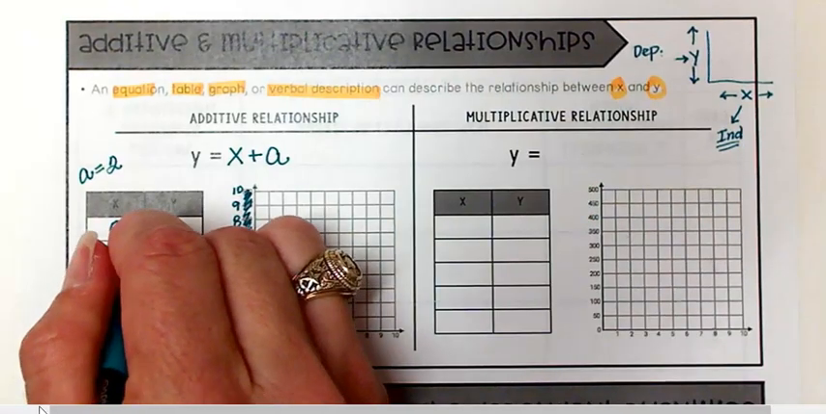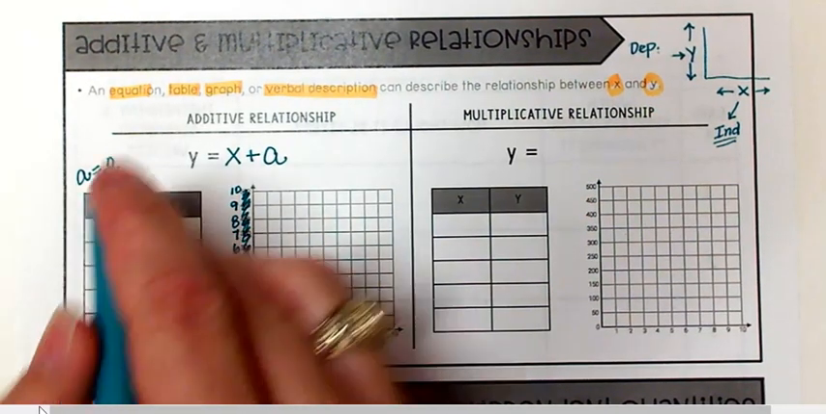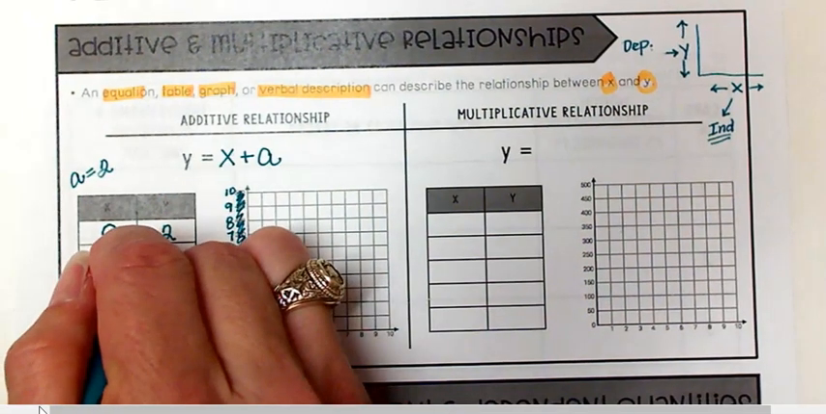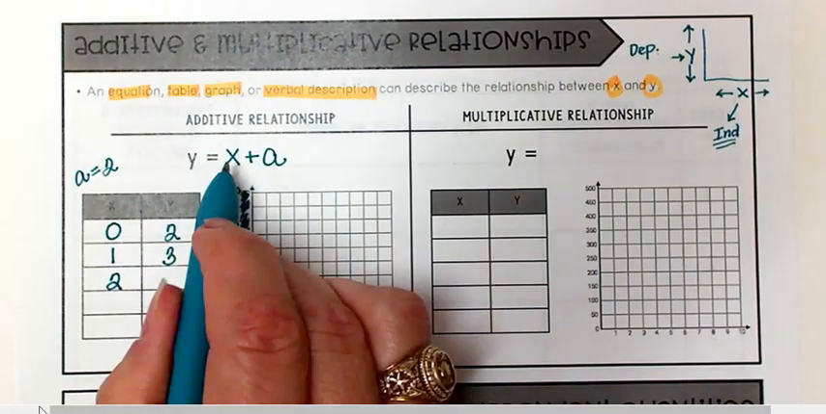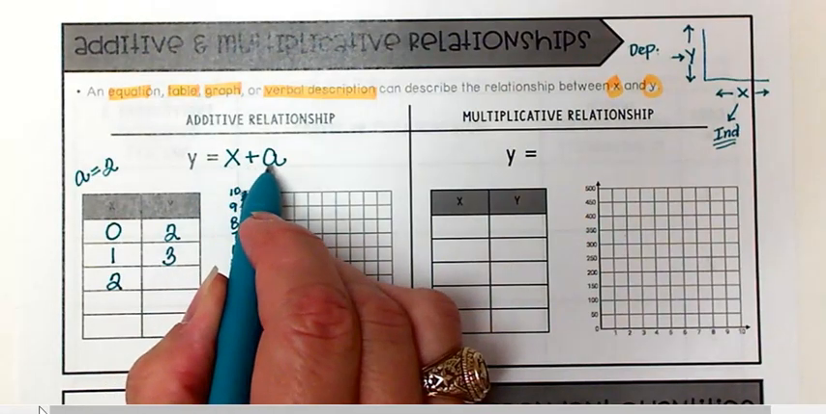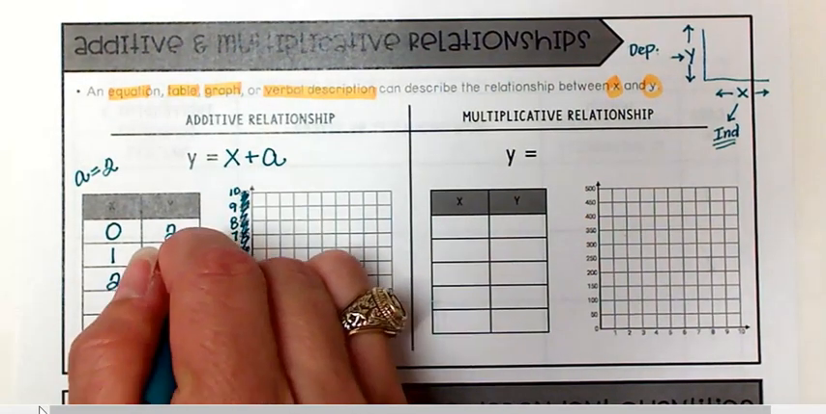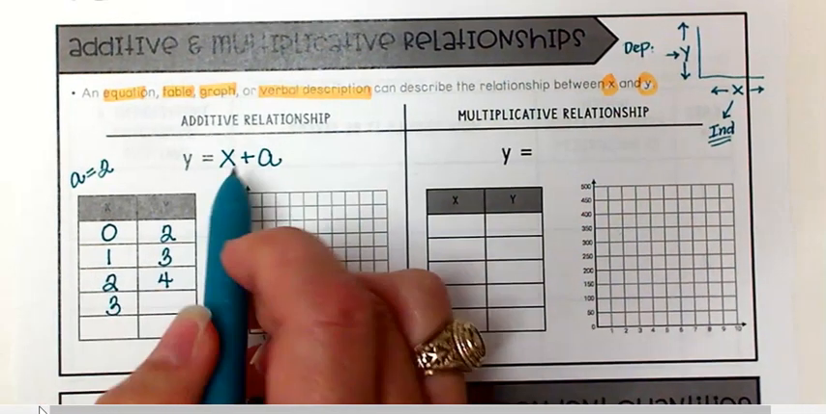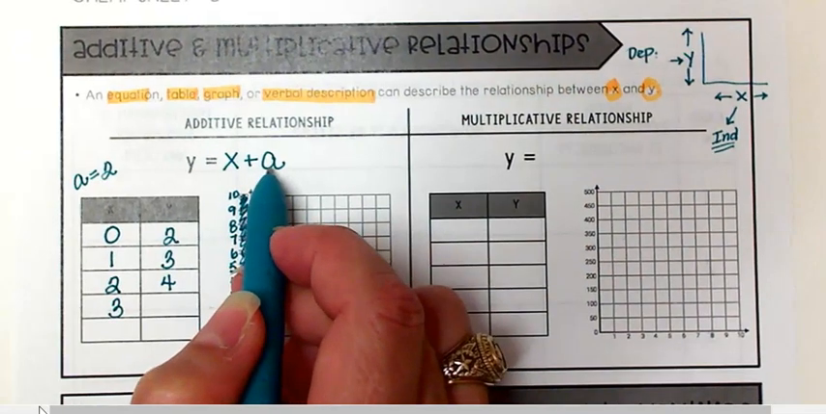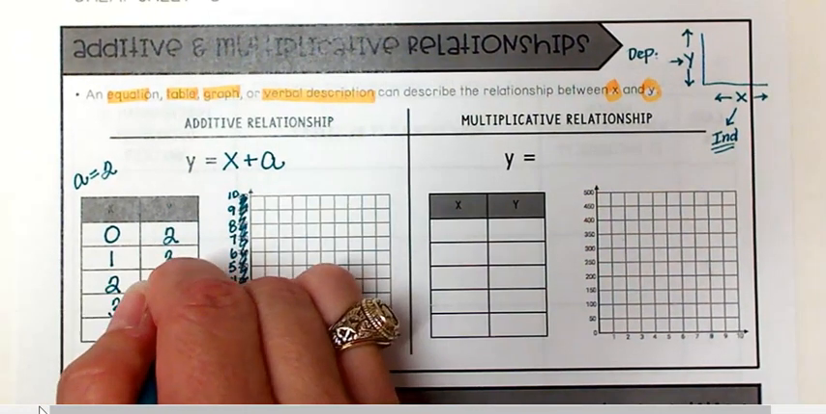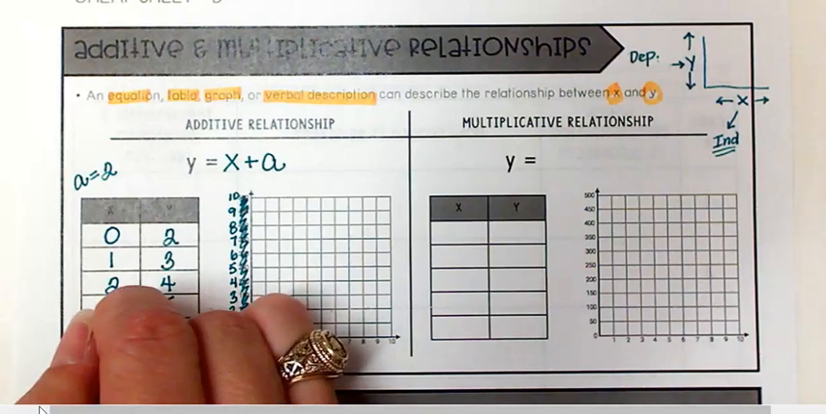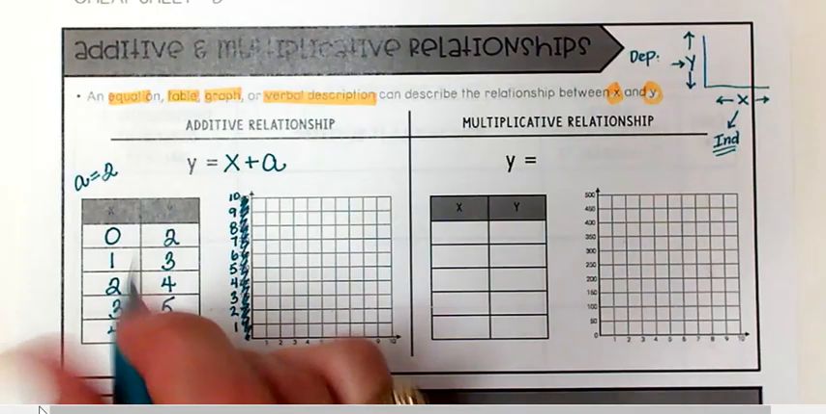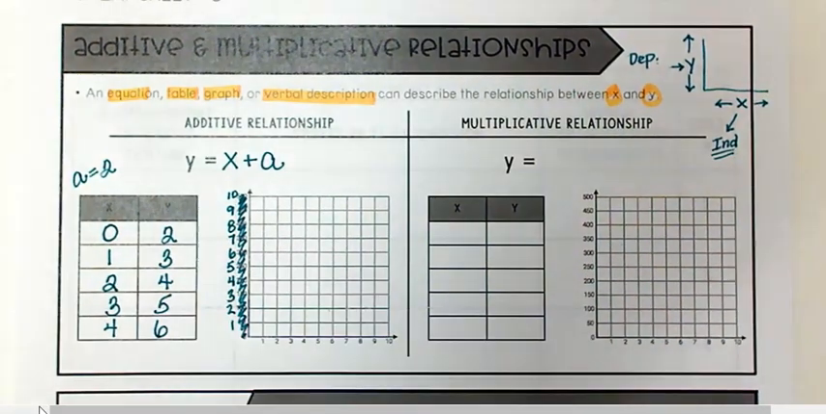If I had an x value of 1, again, plus 2 would give me a y value of 3. If I had an x value of 2, well, take that 2 and then plus my a value, which is also 2. 2 plus 2 gives me a y value of 4. An x value of 3: 3 plus my a value, 2, gives me a y value of 5. I'm hoping you're seeing how this works now. 4 is my x value, plus 2 gives me a y value of 6.